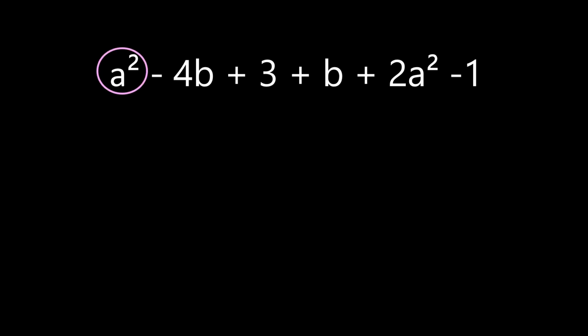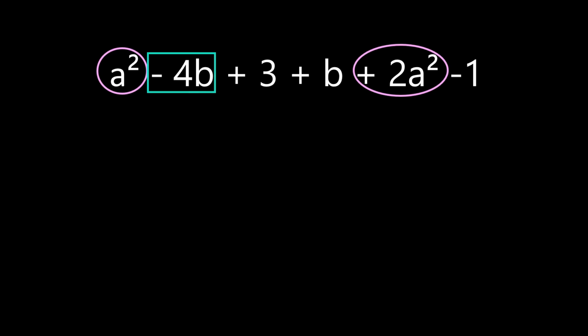So I'm going to start with the first term, the a squared, and I'm looking for anything else in this expression that has a squared. And I see that I have a positive 2a squared, and when I circle it, I'm going to include the plus sign so I can have that note to myself that this is a positive 2a squared. And I don't see anything else with a squared, so I'm going to go to the next term in the expression, the negative 4b. And I'm going to box that one in.